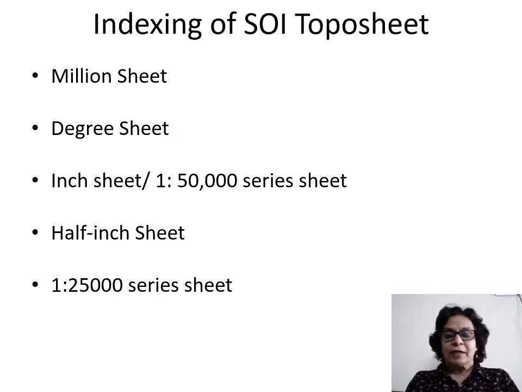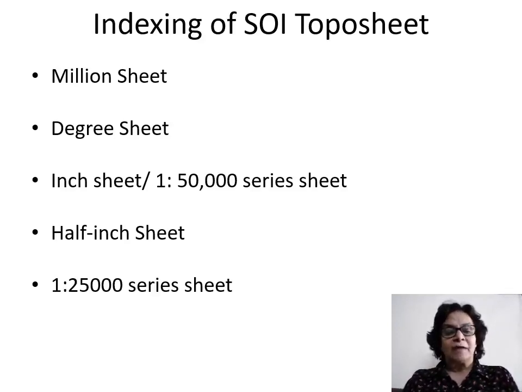The Survey of India, which was established in 1767, publishes large scale maps at different scales. Firstly, the million sheets, where the scale is the smallest, and it goes down to the 1:25,000 series sheets, which has the largest scale.